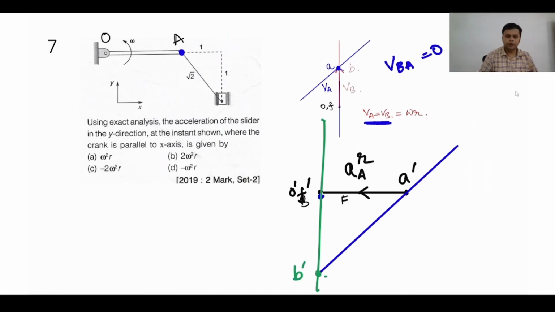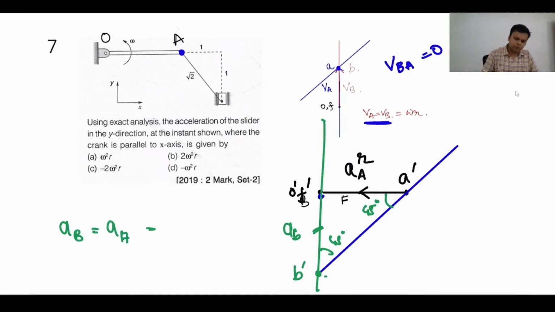Nothing else but point B. Now you can see very easily that this is also an isosceles triangle. This triangle will be 45 degrees. So I can say acceleration of point B is equal to acceleration of point A. Let me mark it. Capital acceleration of point B is equal to acceleration of point A.